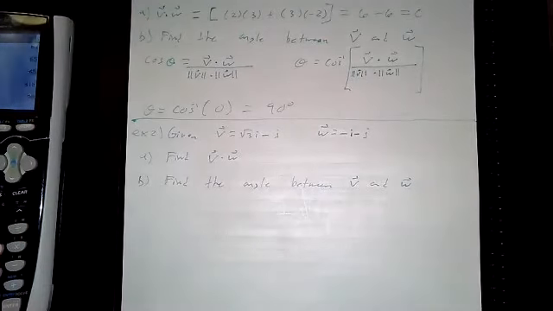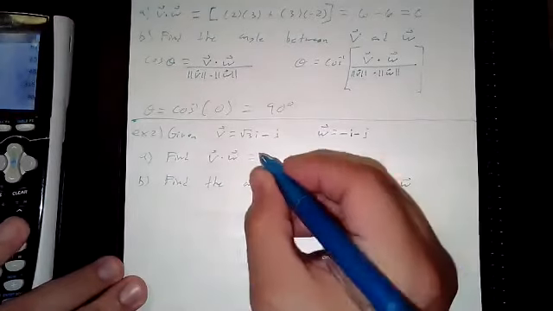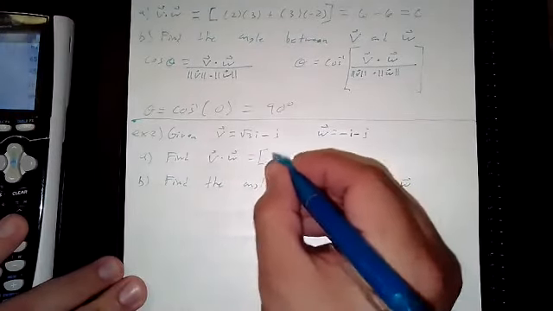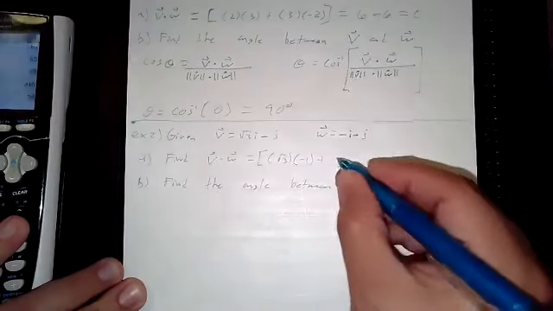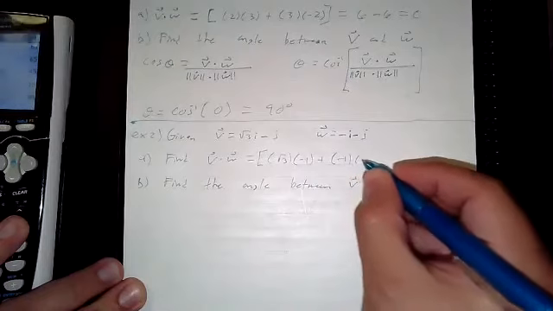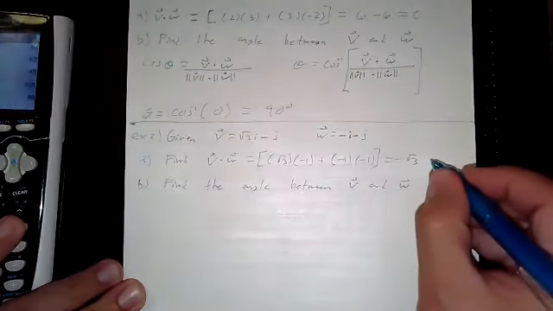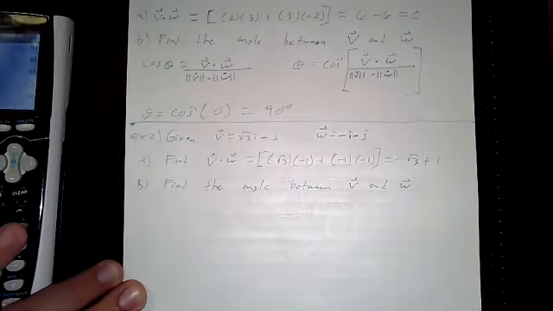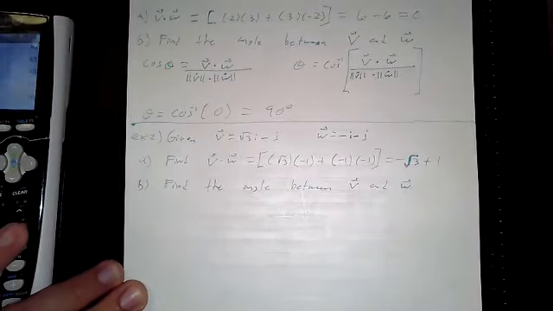Okay. So same thing as before, right? So V dot W means we just multiply the i's together and then add the j's together. So that will be a negative root 3 plus 1. Nothing else I can do there. Okay.